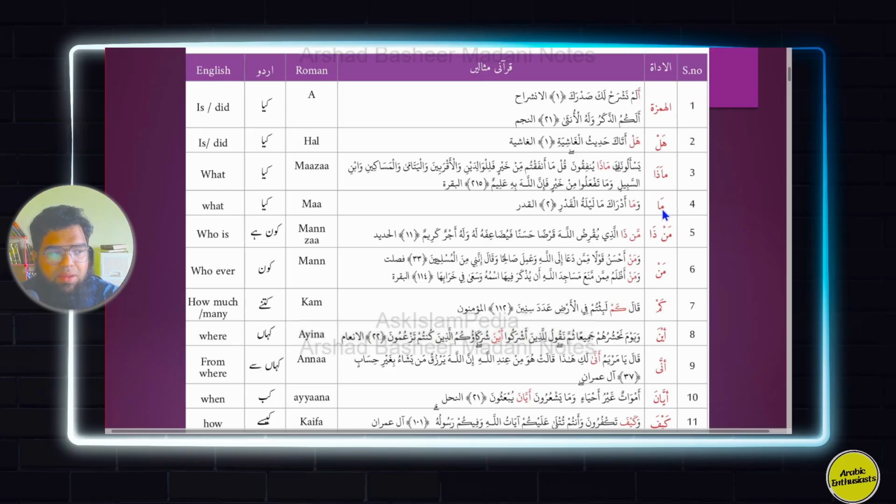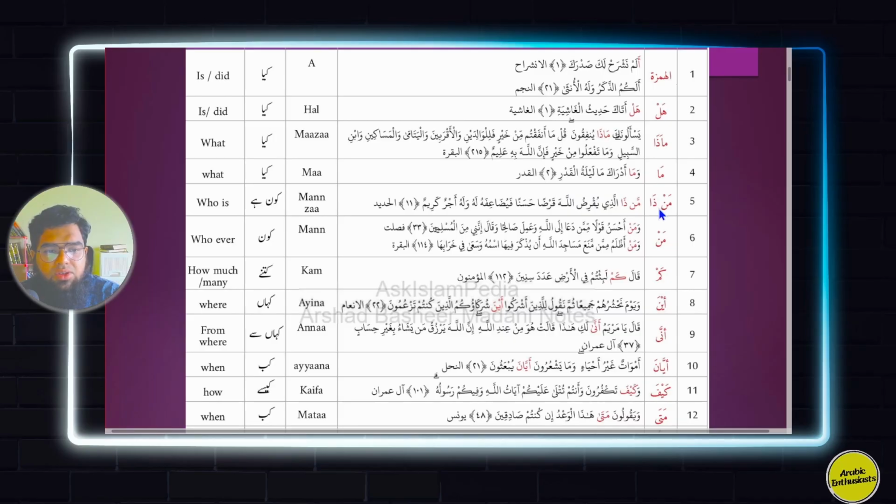One is negation ma. It comes with verbs. I did not go, for example, ma dhahabtu. We'll learn later on. But you can understand, like when you see a sentence, it's a question. It comes in the starting. وَمَا أَدْرَاكَ مَا لَيْلَةُ الْقَدْرِ. And what can make you know what is the Laylatul Qadr, the night of Qadr.